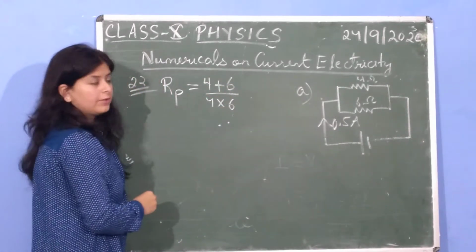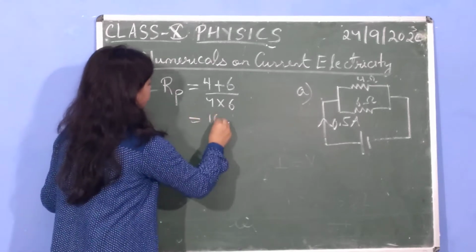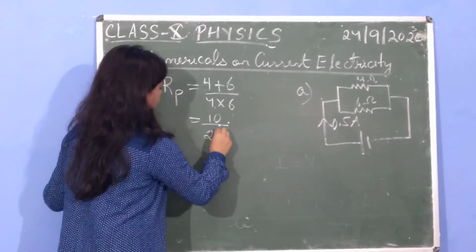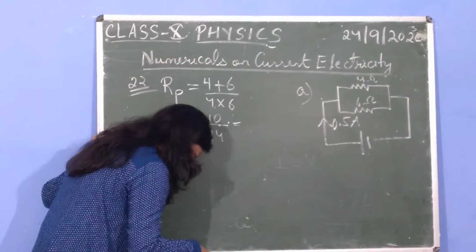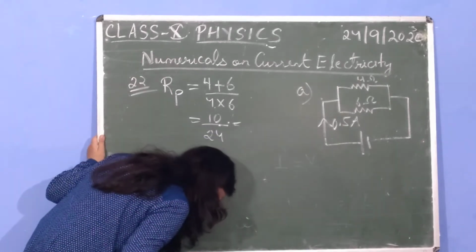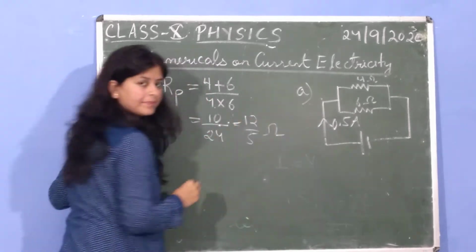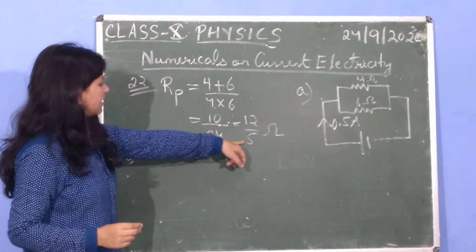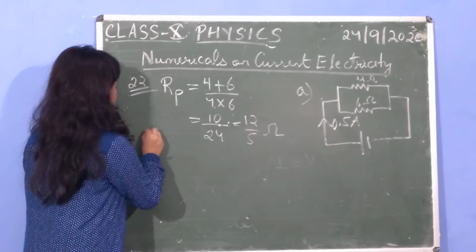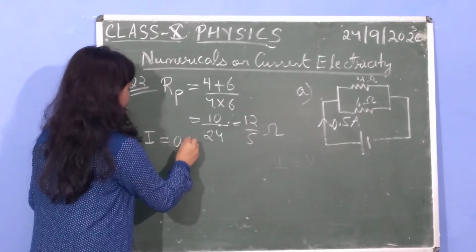This is the direct formula if you have got two resistors. 4 times 6 is 24, divided by 10, and it is equal to 12 by 5 ohm. Okay, so this is the parallel combination. The current for this entire circuit is 0.5 ampere.